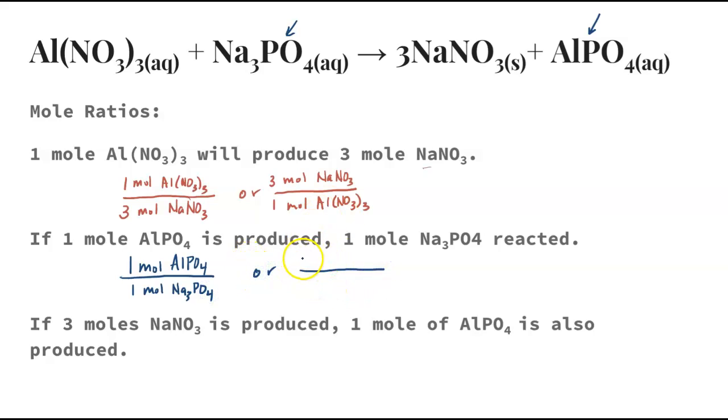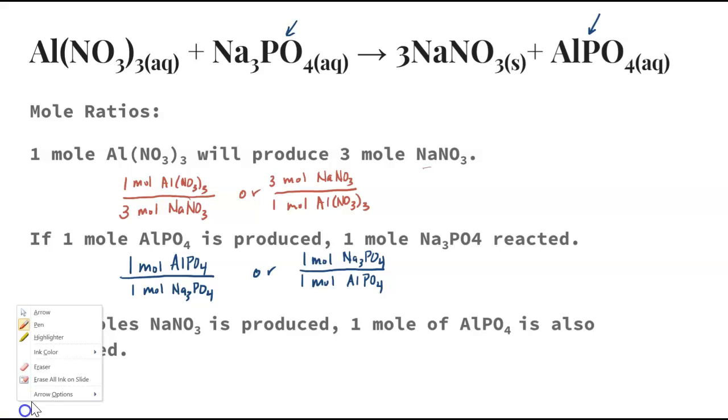They do still tell me the same thing, that if I have 1 mole of Na3PO4 in my reaction, it will produce 1 mole of AlPO4. And you can do this with every relationship in this chemical equation. So let's do another set. And like I said, you can compare any of these two to get this answer.